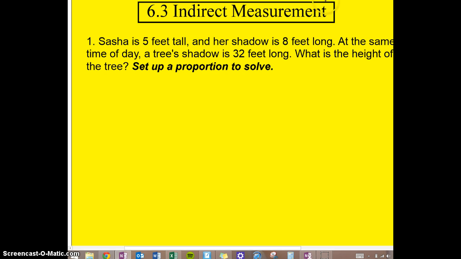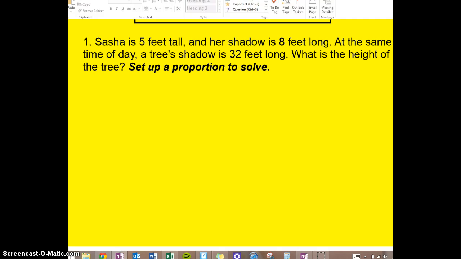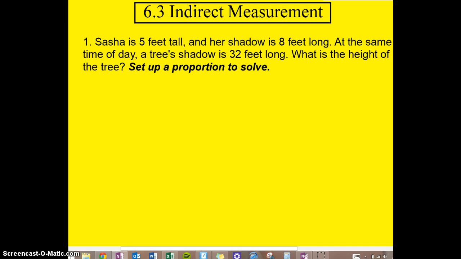So let's take a look at this problem. In my opinion, the best thing to do is to start by drawing a picture. Let's draw Sasha, and I'm not the best artist around, but we'll give it a shot. Okay, here's Sasha. She's very smiley and happy. She is 5 feet tall. Her shadow's 8 feet long. If you think about walking around, your shadow's on the ground. So there's her shadow right there. Her shadow is 8 feet long. Now, I'm going to draw a dotted line, which gives us a triangle.